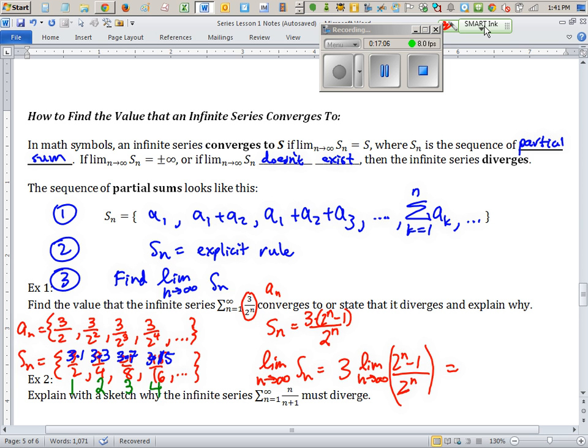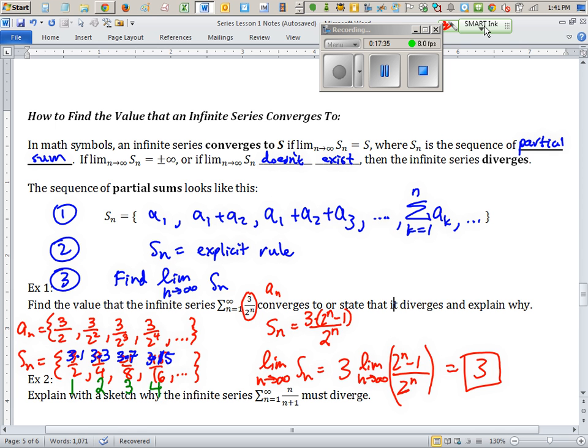Here, this fraction goes to what? 1, right? Even if you plug in 5, it's 31 over 32. If you plug in 10, it's 1,023 over 1,024. So this is going to 1, and this limit ultimately is going to 3. And what we just figured out is this, guys. If you add up all the numbers in the s sub n list, and I mean all of them, even though there's an infinite number of them, if you add them all together, you get 3.